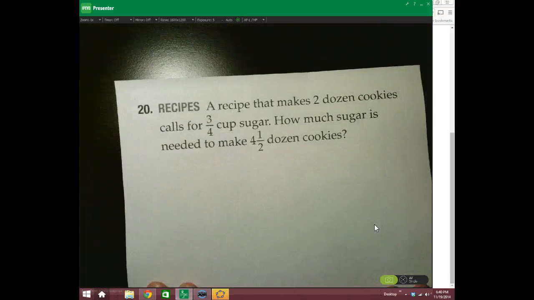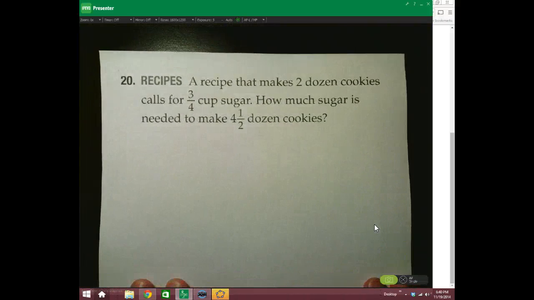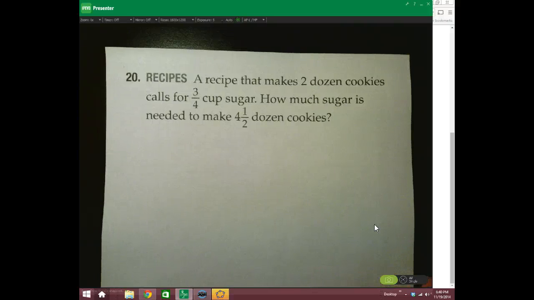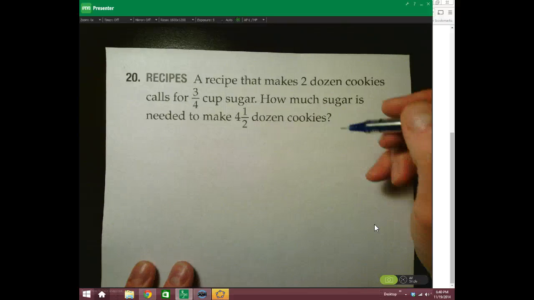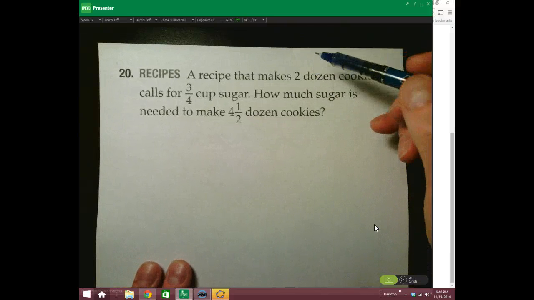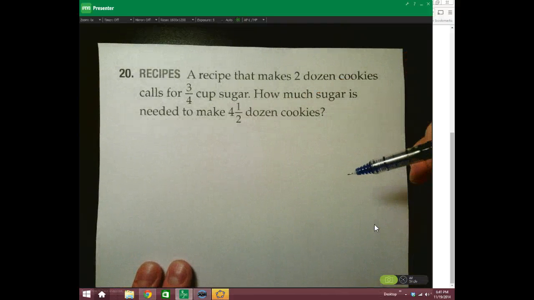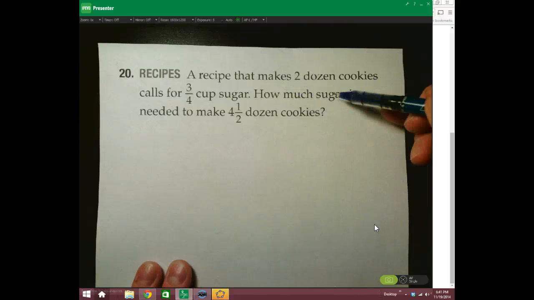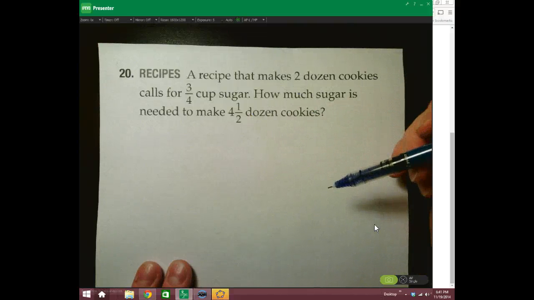Now the last example is number 20 from the homework. I chose this one because it's a similar style problem as that last one, but it's also a little bit harder because of the fractions. So it says a recipe that makes 2 dozen cookies calls for 3/4 cups of sugar. How much sugar is then needed for 2.5 dozen cookies?